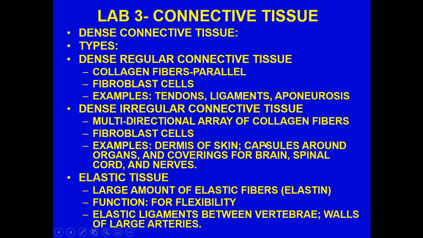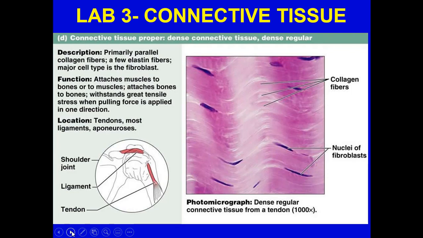Elastic tissue. The difference here is that instead of having a vast amount of collagen fibers, it usually has a much larger amount of elastic fibers. So it has a great amount of stretching, but also recoil. So it's allowing for flexibility. And you'll see this very commonly in elastic ligaments between vertebrae and in the walls of large arteries, which have to expand and contract as blood is rushing through them.